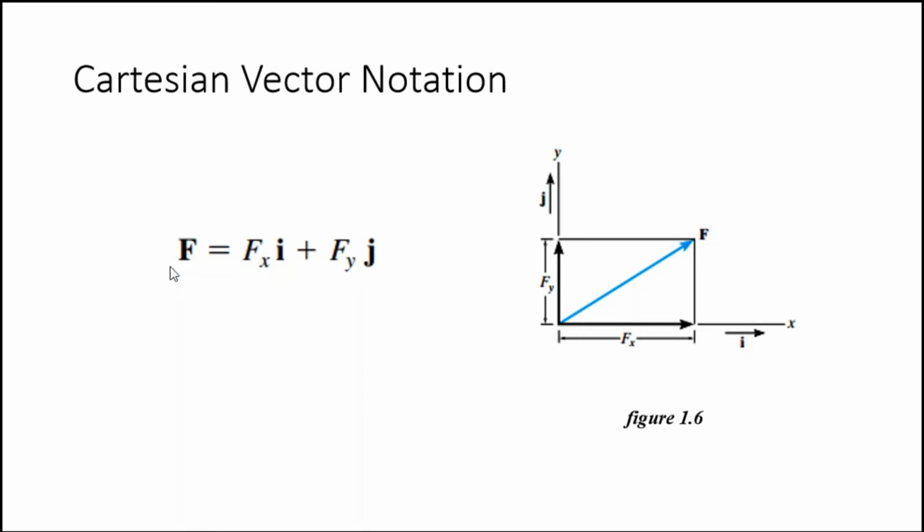Nakakainis pero effective 'to pagdating sa 3 dimensions actually. Mas mapapabilis ang buhay natin pagdating sa 3 dimensions. Paano pag naging 3? Di ba may x, may y, may z axis. Yung z naman, dadagdagan mo lang ng plus F sub z times k. Di ba? i, j, k. Okay? So, later na 'yun. Dito muna tayo sa coplanar.